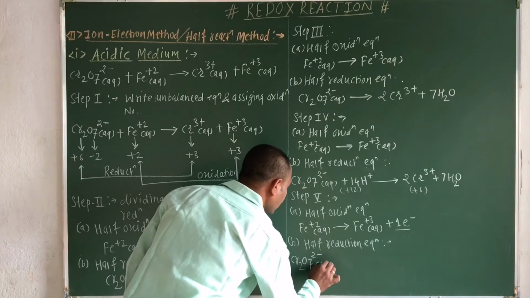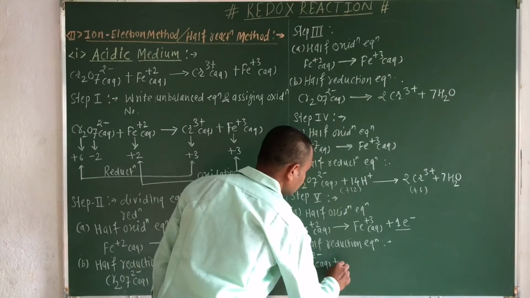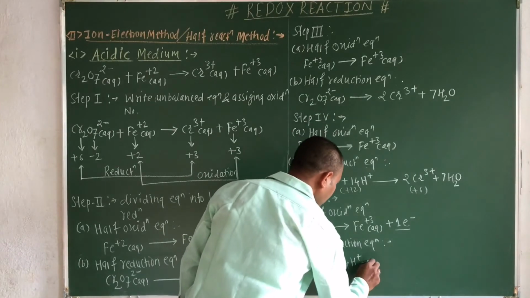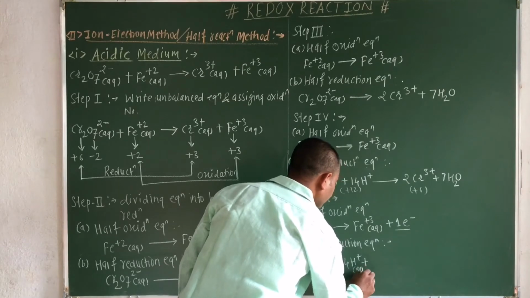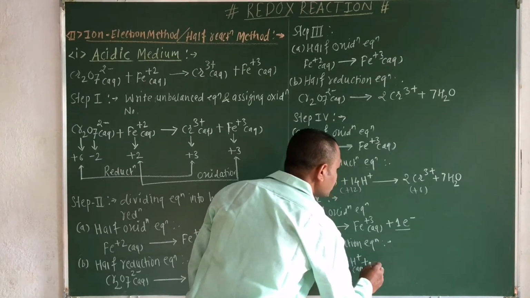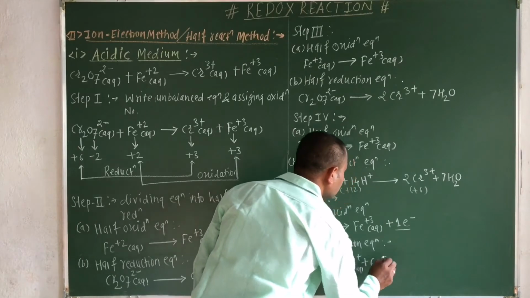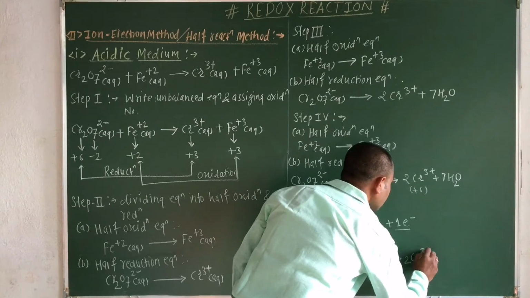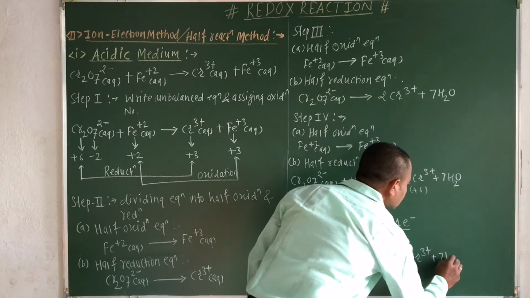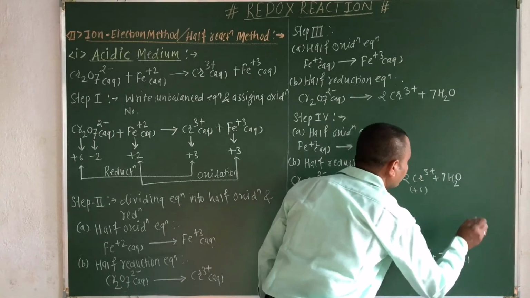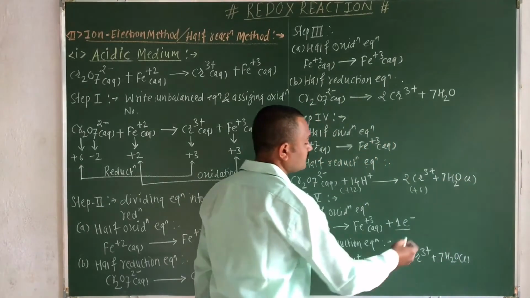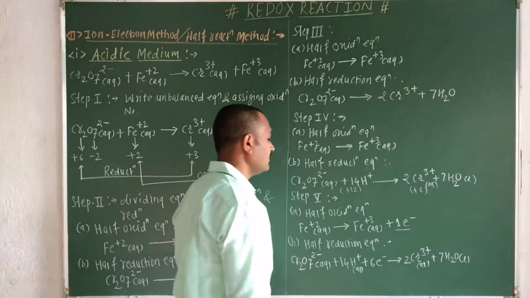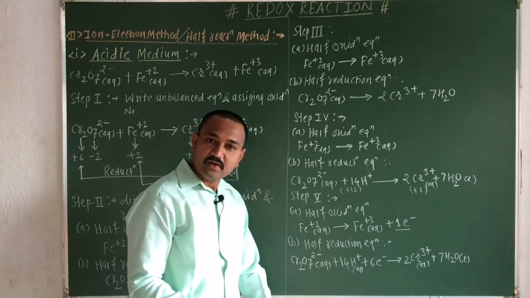Cr2O7 2 minus aqueous plus 14 H plus aqueous plus 6 electrons gives 2 Cr plus 3 plus 7 H2O liquid. Okay, 7 H2O liquid. So this is about your step number 5.